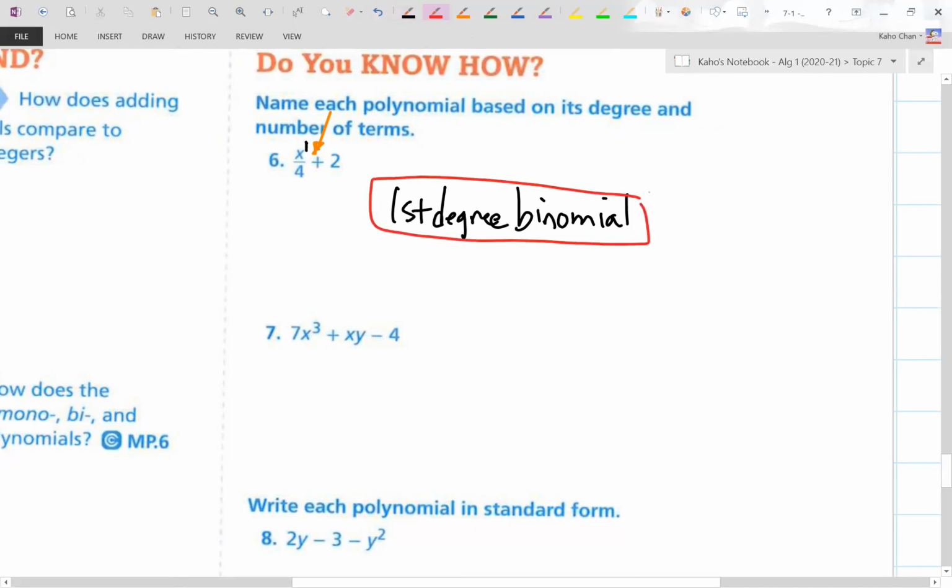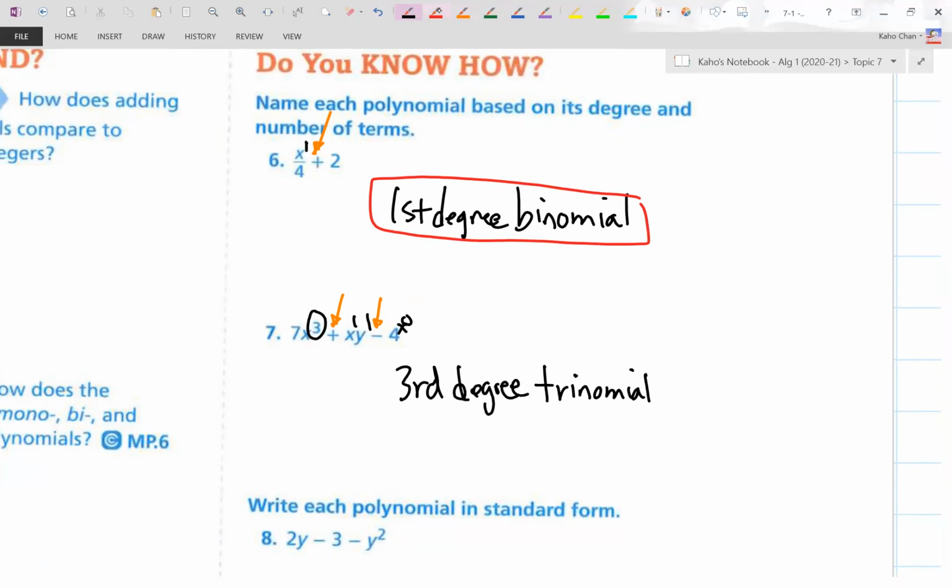How about the second one? Second one, I see 3 terms. So this is definitely a trinomial. Okay, what's the degree? I see a 3 there and a 1 and a 1, which is 2, and a 0 over there. So the biggest one is 3. This is the third degree trinomial.